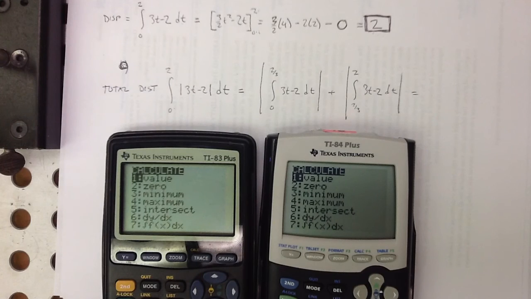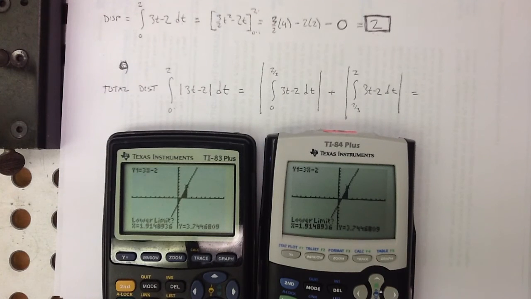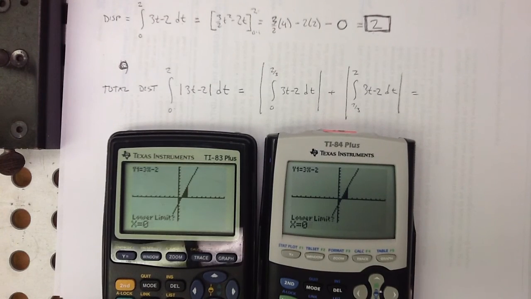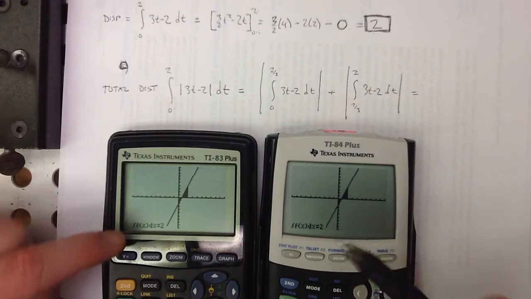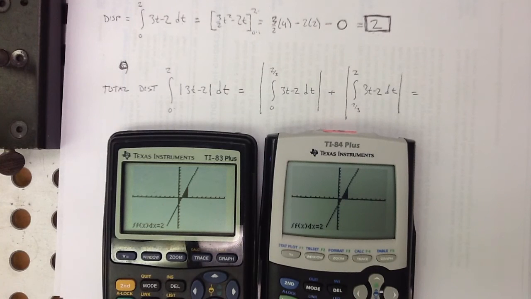So second calculate, I want to do the area from 0 to 2. And it tells us that that area is 2. Pretty cool, huh?